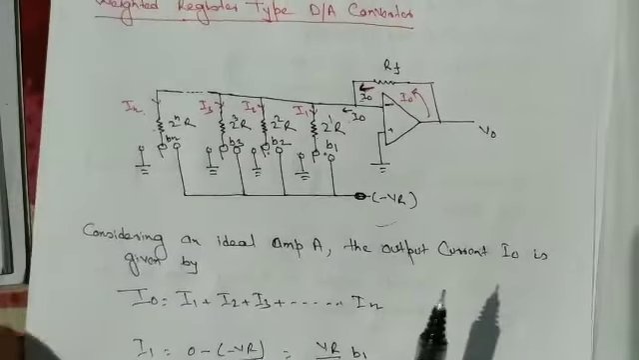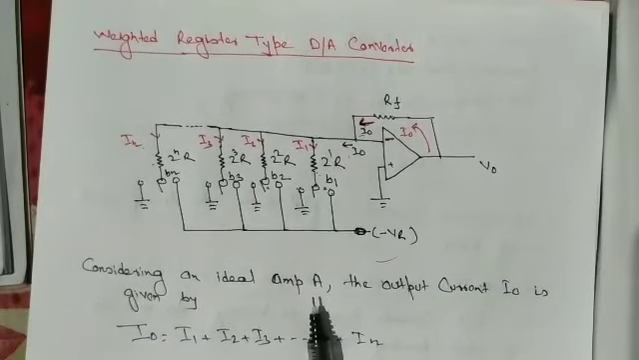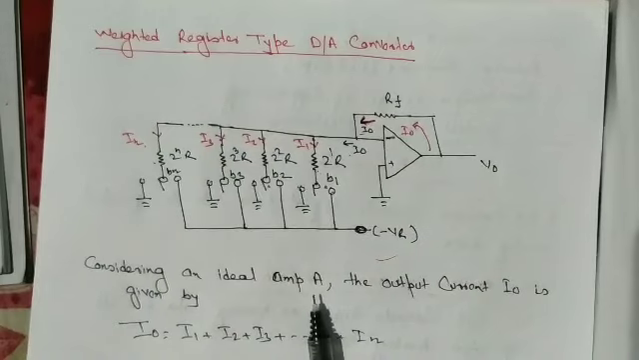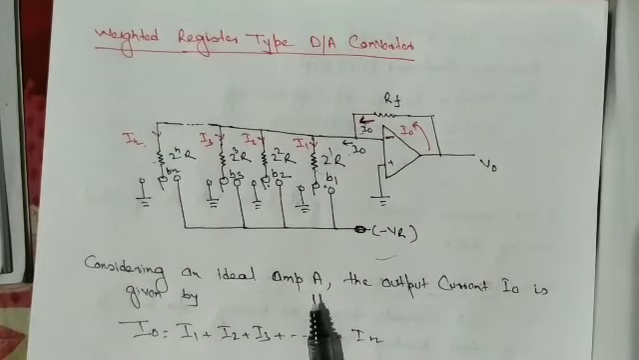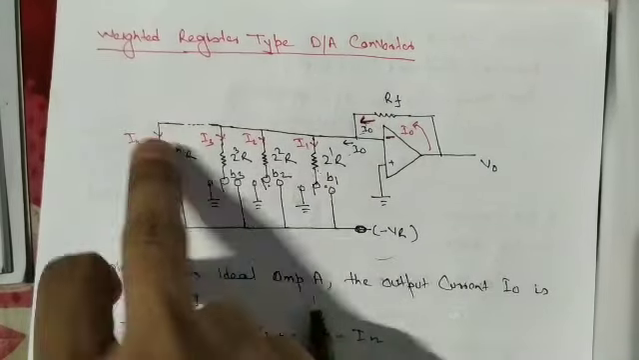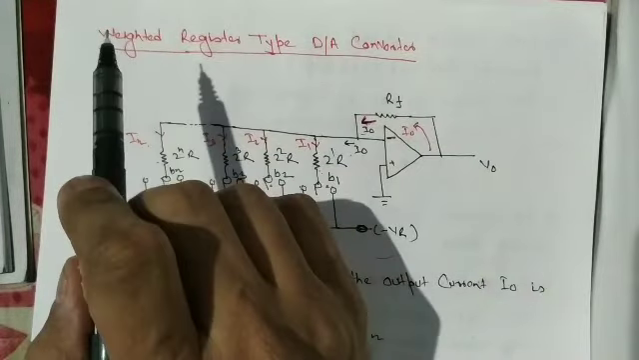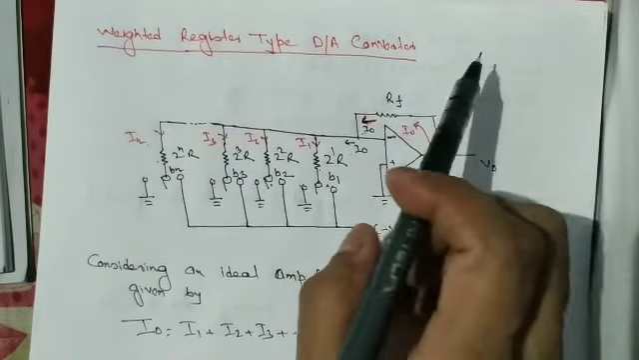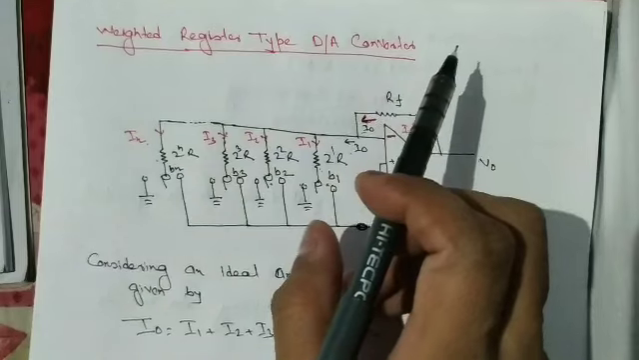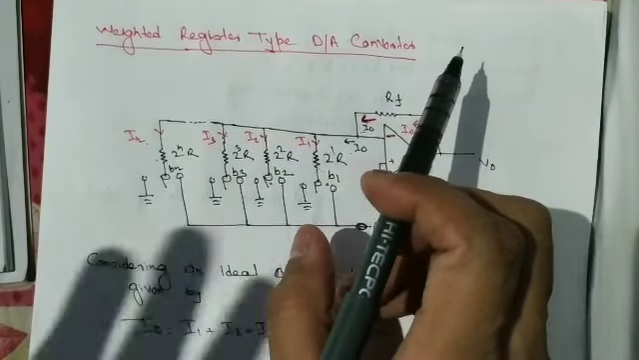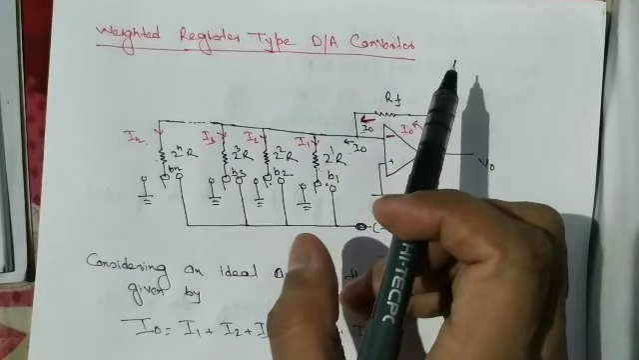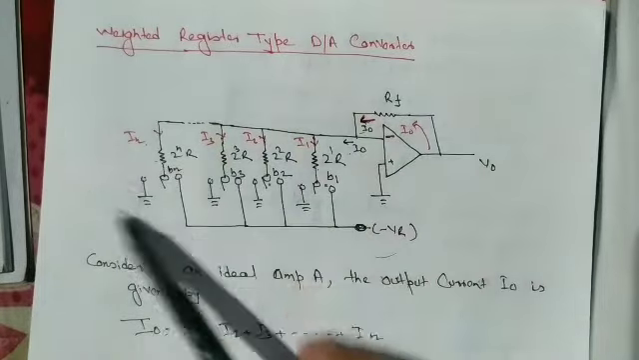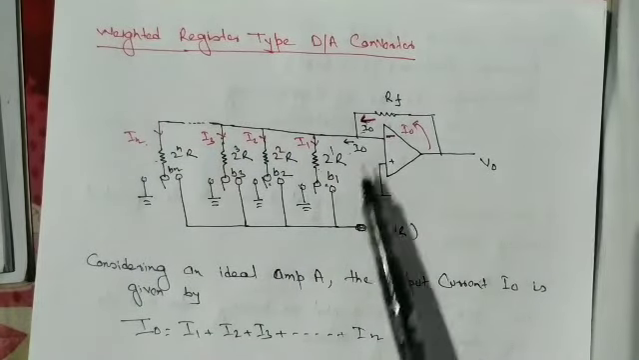For digital to analog conversion, there are many methods and many circuits to convert digital data into analog data. The first one, which is very important, is called the weighted resistor type D2A converter. Here we are using resistors in multiples of 2, so that is called the weighted resistor. Look at the circuit. This is the circuit for the weighted resistor type.